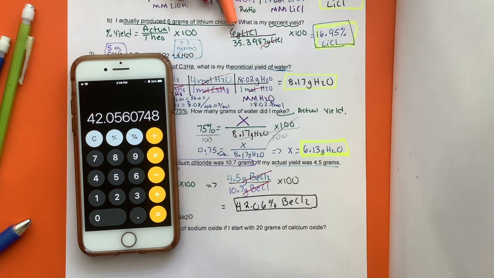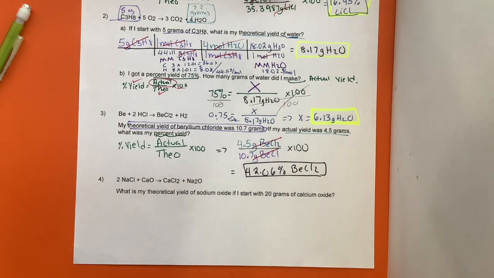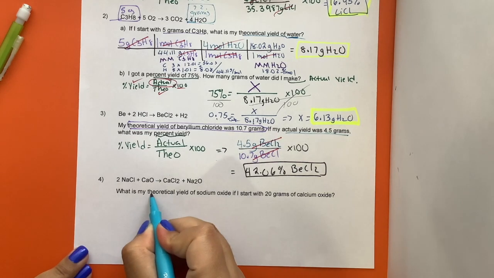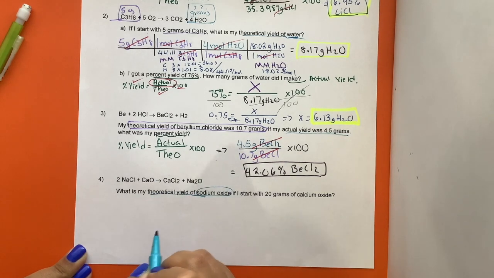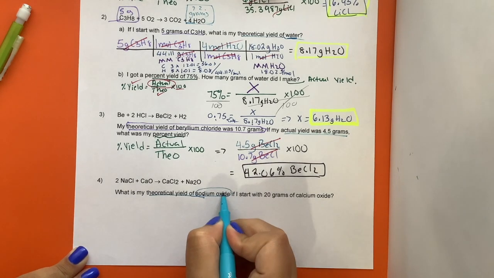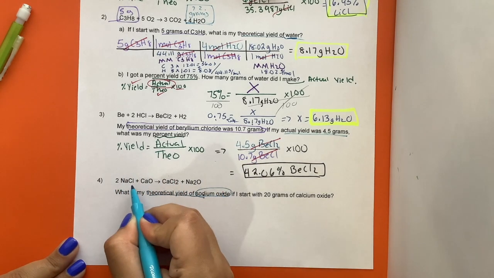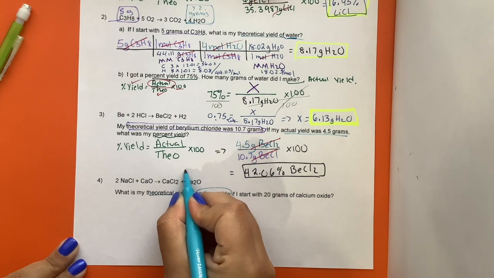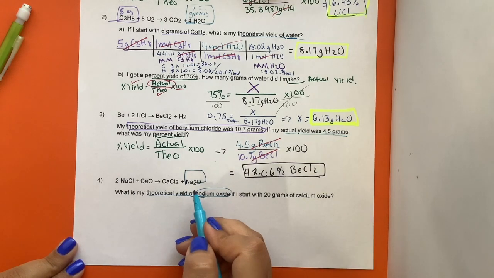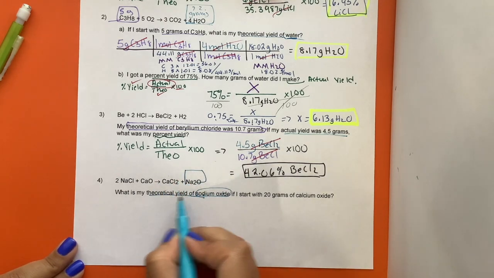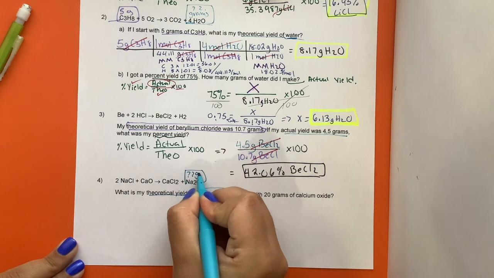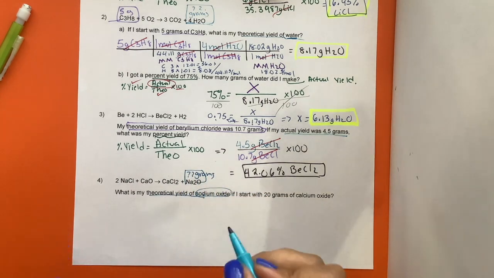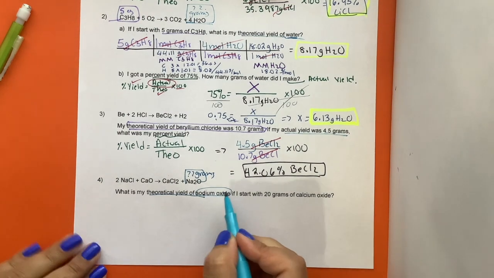That's my percent yield. Number 4 says, what is the theoretical yield of sodium oxide? Okay, so they're asking me for the theoretical yield of sodium oxide. Sodium oxide is going to be sodium and oxygen together. Sodium oxide is this one. Since they're asking for a theoretical yield, I should have known that it's on the product side. So they're asking me for the grams of this guy. Remember that every time they're asking you for the theoretical yield, they're asking you for grams of sodium oxide.